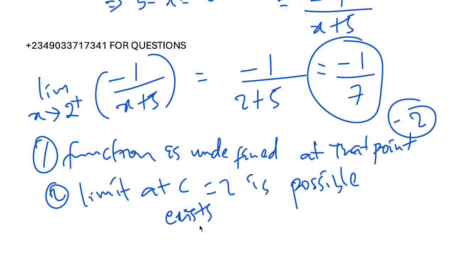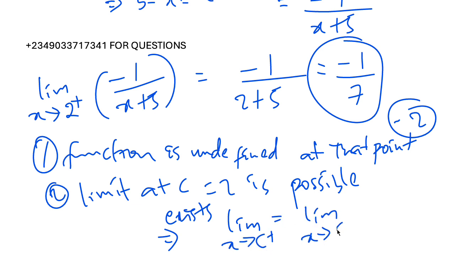So when we have an indeterminate form, the limit at c can exist, but the function at that particular point is undefined. We can use the theorem that says for a limit to exist, the limit as x tends towards c from the right is equal to the limit as x tends towards c from the left, and that is equal to the limit as x tends towards c. So if the limit exists, the direction from which x approaches c doesn't matter. Whether it approaches from the left or from the right, we have the same result. That's how we evaluated that.